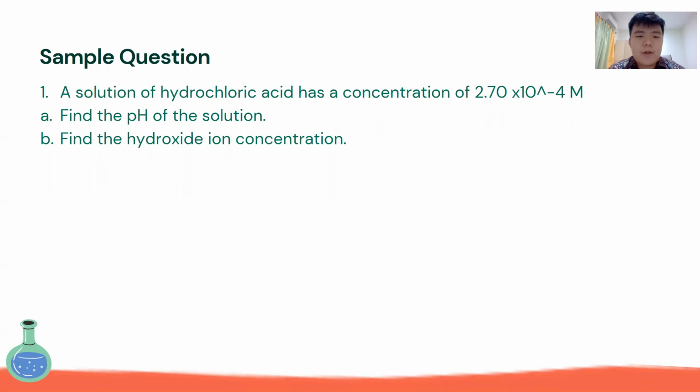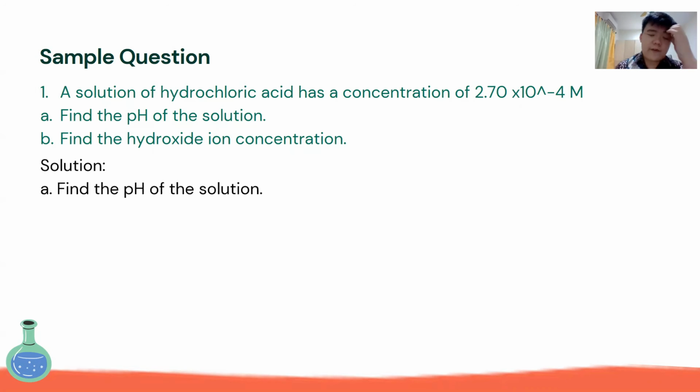A solution of hydrochloric acid has a concentration of 2.7 times 10 raised to negative 4 molar. A. Find the pH level of the solution. B. Find the hydroxide ion concentration. So first for A, find the pH of the solution. We have the concentration 2.7 times 10 raised to negative 4.